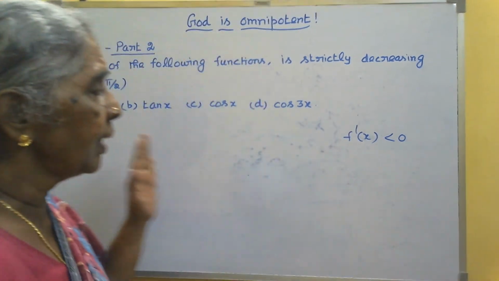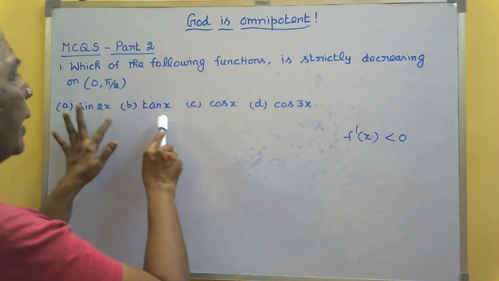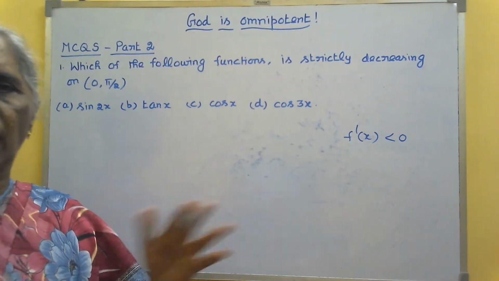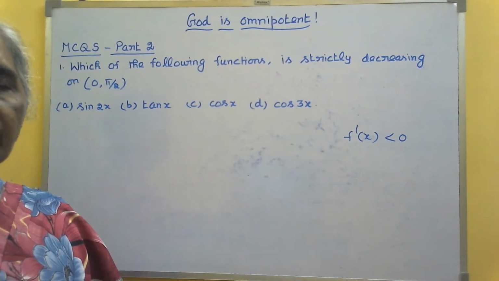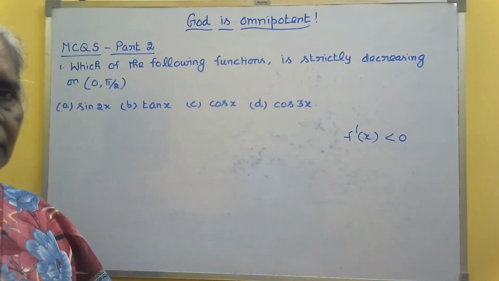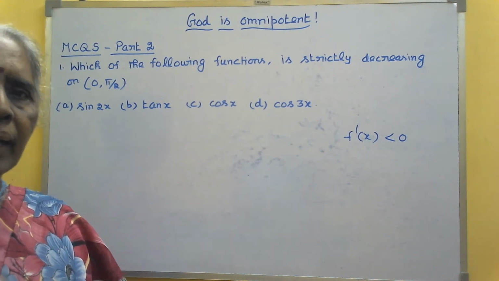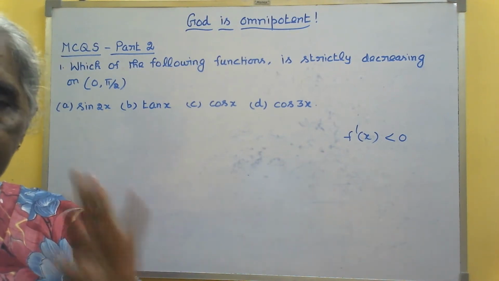Now let us see. Actually, each option is our f of x. We have to find the f dash of x. First, let me tell you methodically. Then I will tell you how you can quickly answer this question.